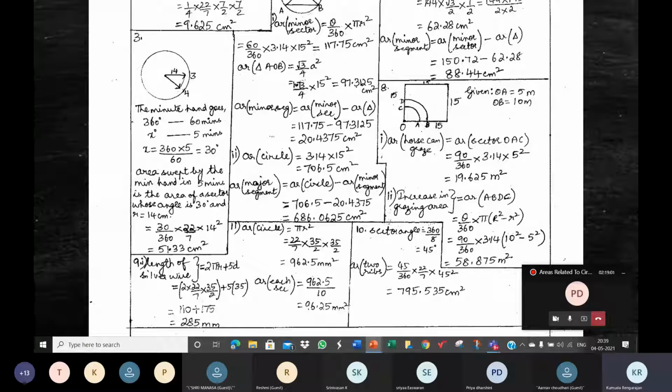Or like what you see here, divide by 10 because it's divided into 10 equal portions. So you can also do this: find the area of the circle and then divide the total area by 10 to find the area of each sector.